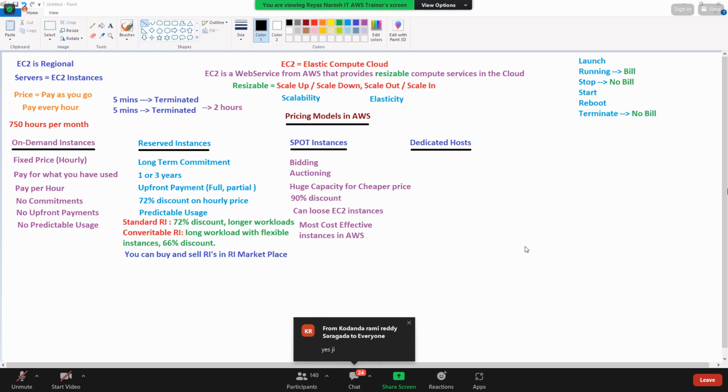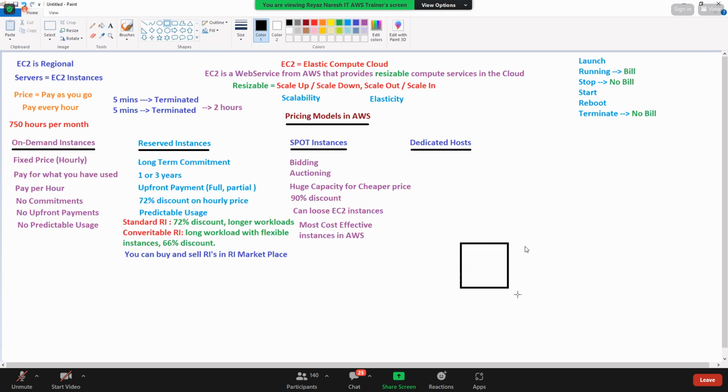Sir, lost the session for a few minutes in spot instances. What can lose EC2 instances? Losing the EC2 instances or losing the session, both are the same. If the EC2 instance is lost, your session will also be lost. Okay, coming to the dedicated.